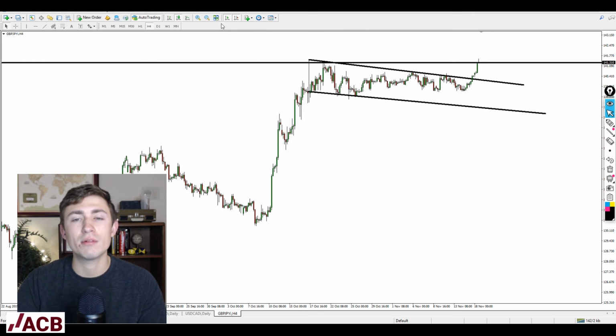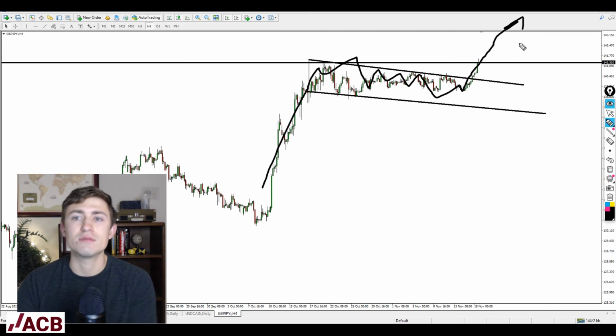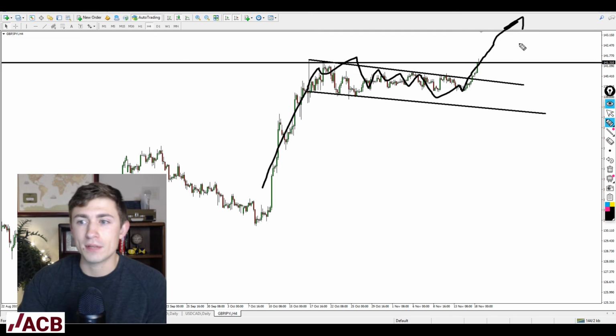Can we break through this level? We do have a lot of momentum to the upside, so it's not out of the question that we could see that break continue and we see the rise of GBP a little bit further. That's just my analysis, guys.